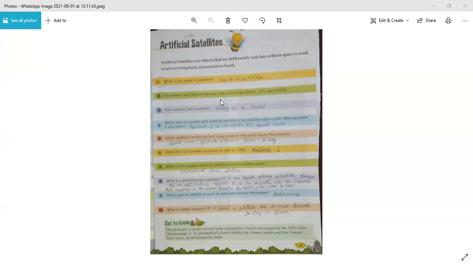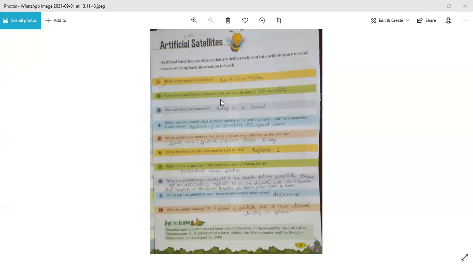So you divide the question into 3 parts. You learn that it is an Earth orbiting satellite, it is kept at a height of about 35,800 kilometers, and it is revolving in the same direction from west to east. Now we have the 9th question. Which part of a satellite is used to send and receive information? It is known as antenna. Write down the spelling and learn it carefully: A-N-T-E-N-N-A, antenna.